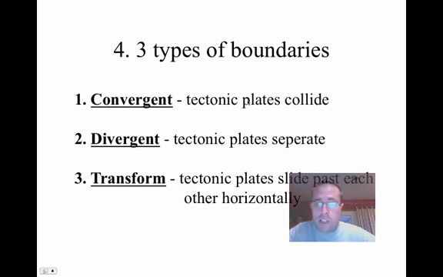Convergent means tectonic plates are colliding, they're converging. Divergent means tectonic plates are separating or diverging, going apart. And transform boundaries are where the tectonic plates slide past each other horizontally. You should be thinking about if you put your hands together, side by side with the palms down, and then move the left hand forward and the right hand backwards while they're touching. That's kind of how these transform plates are moving. Okay, sliding past each other horizontally. Again, use the pause button if you need to.